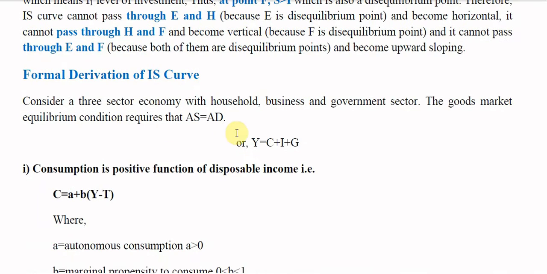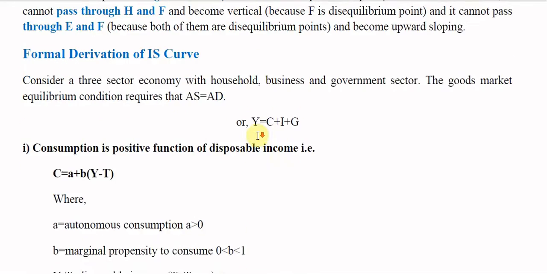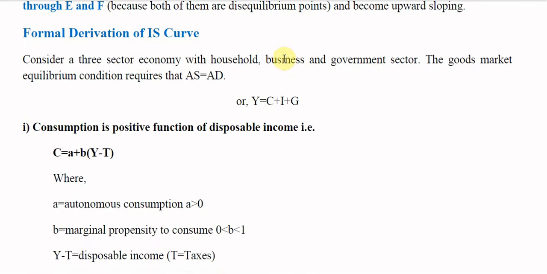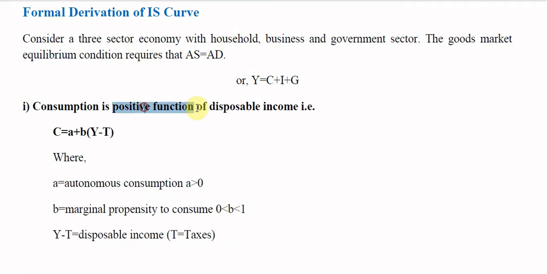So we can formally derive the IS curve. Here we consider the three-sector economy where total aggregate demand equals C plus I plus G, and the goods market equilibrium requires aggregate supply equals aggregate demand. So the consumption is a positive function of disposable income. C equals A plus B times (Y minus T). Y minus T is disposable income, Y is income, T is total taxes.